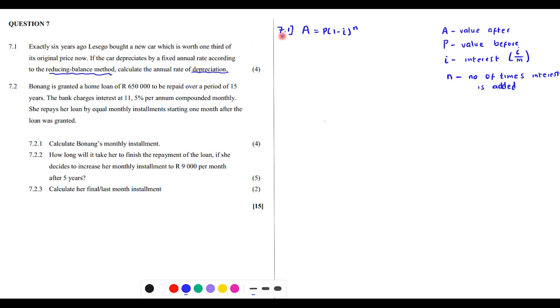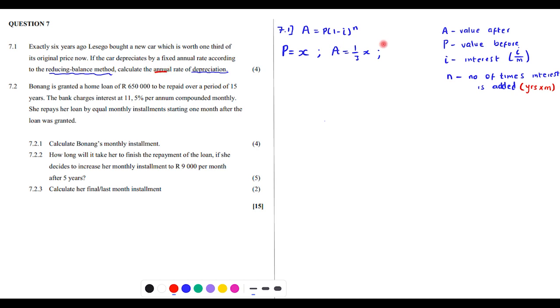All right, so with depreciation, the value after is always going to be less than the value before. Let's say this car was costing X. Now they're saying 6 years later, this car is worth 1/3 of its original price. So this means A is 1/3 X. Now this has happened for 6 years, but N is calculated by years multiplied by M. So M here is 1 because it is an annual rate that we're talking about.